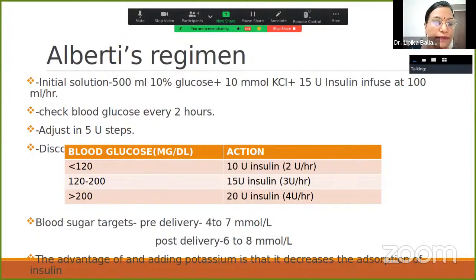It is very important to remember the universally accepted blood sugar targets: pre-delivery 4 to 7 millimole per liter, and post-delivery 6 to 8 millimole per liter.